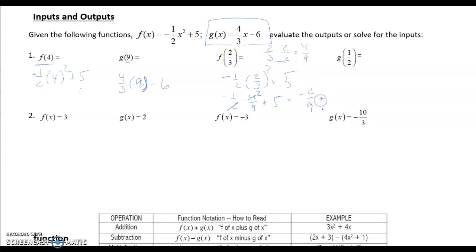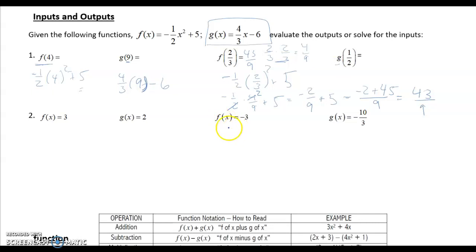I guess I didn't give you enough room. The dreaded common denominator. The common denominator is going to be 9. So that means -2 plus, 5 is the same as 45/9. So our answer is 43/9. I'll leave this one for you to do as well. Let's just do a couple of these.